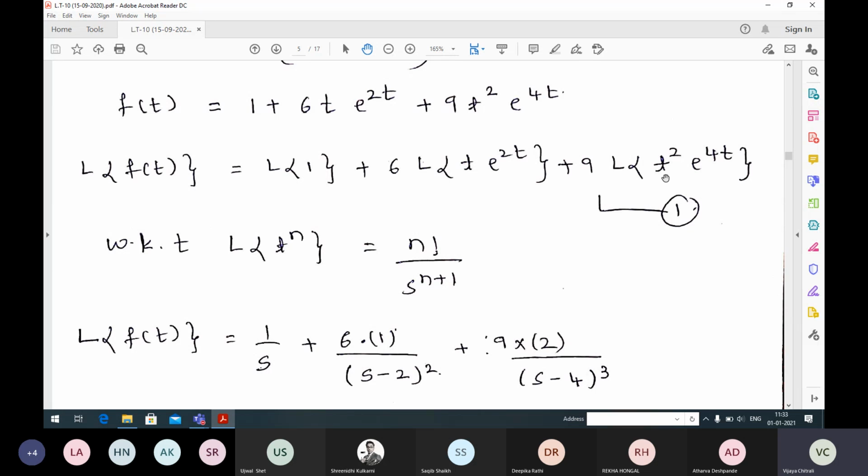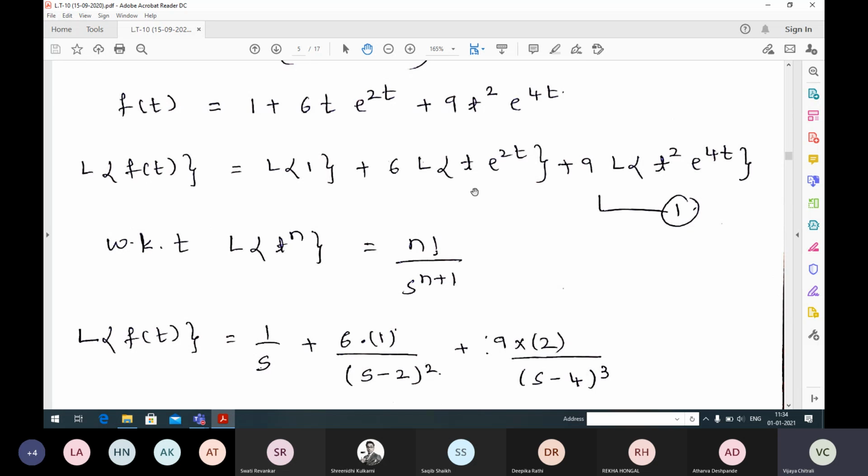The Laplace transform of t square will be 2 divided by s cube, 2 divided by s raised to 3. Change s to s minus 4. So 2 divided by s minus 4 raised to 3. So this 9 will be as it is, right? Why? Because we are using the shifting property.